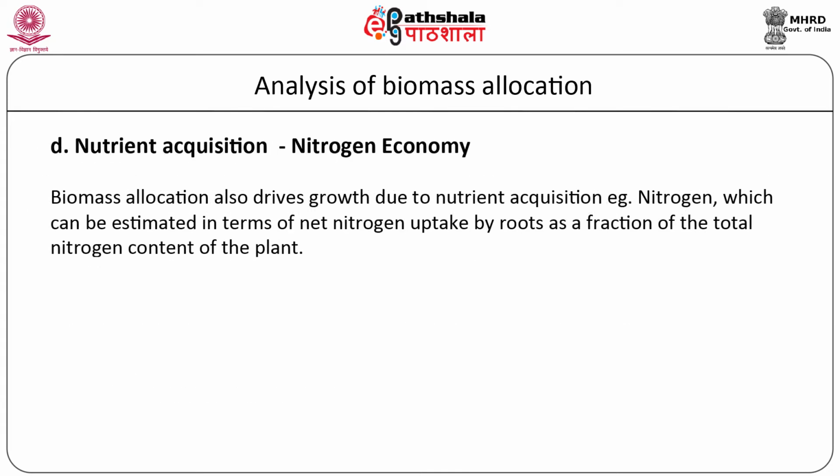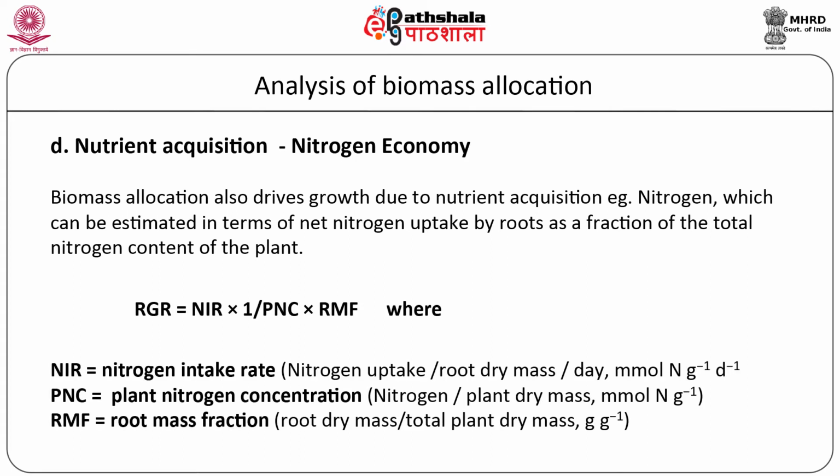Biomass allocation is also a strong driver of the capacity of plants to acquire nitrogen, and the total nitrogen content can be used as a measure of plant growth in terms of relative growth rate. Since nitrogen acquisition is a function of roots, relative growth rate can be expressed as the net result of nitrogen uptake by roots and its redistribution in the plants.